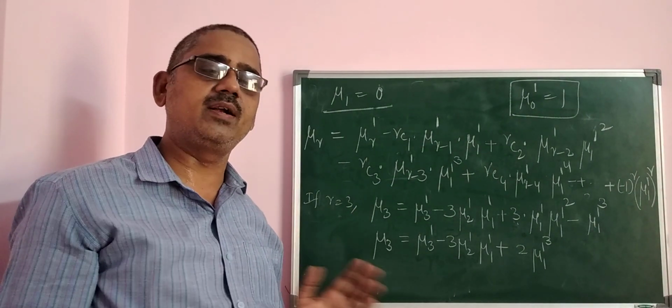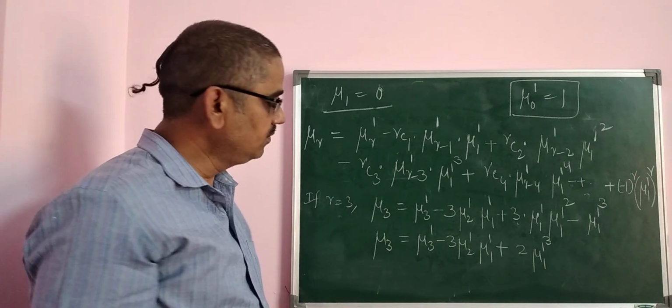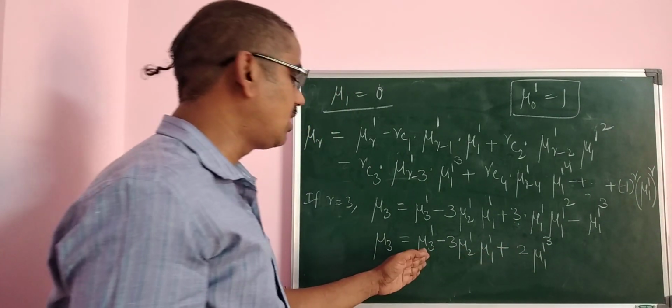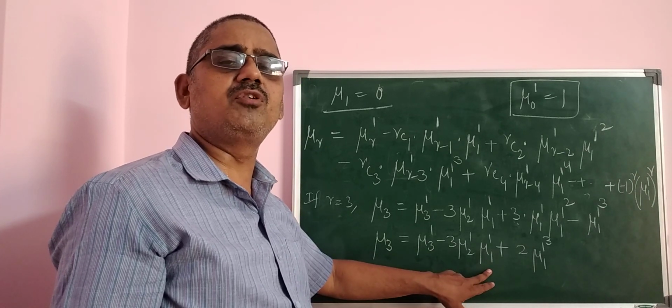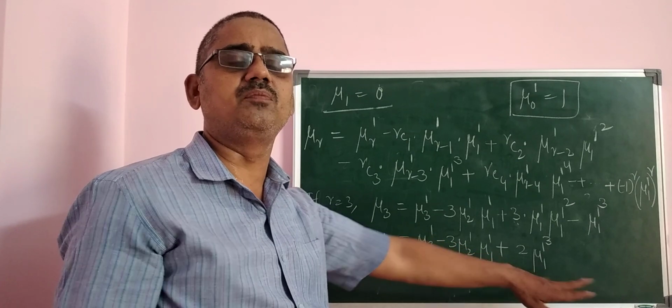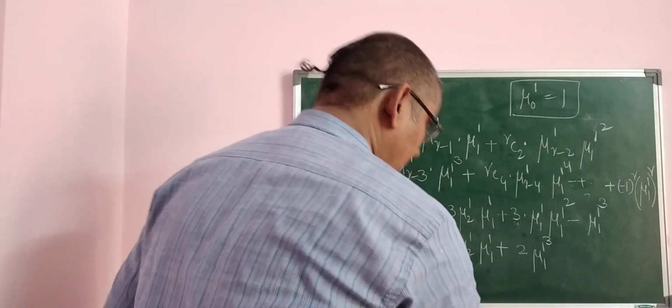Mu 3 is the third central moment, and these are the non-central moments. Here, all you see are the third non-central moments. The formula is mu 3 is equal to mu 3 dash minus 3 mu 2 dash mu 1 dash plus 2 mu 1 dash whole cube. Finished? Now last, one more I obtain.